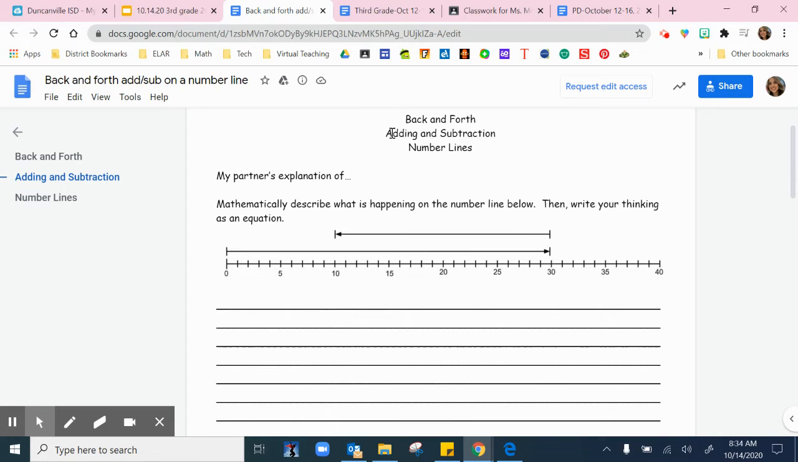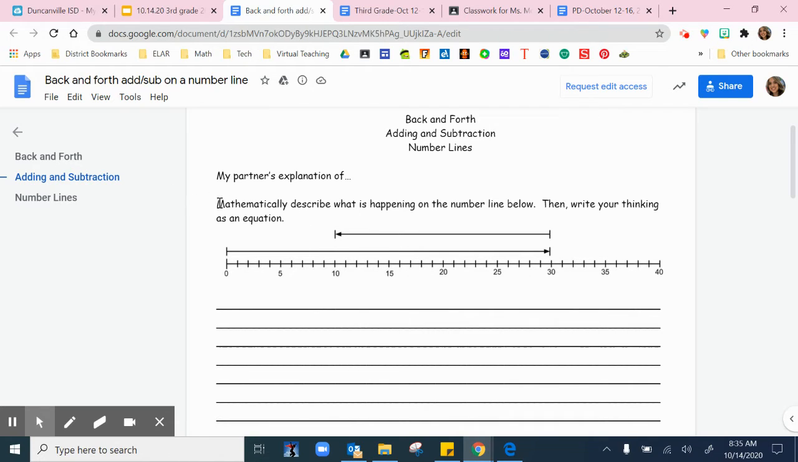Okay, so when it comes to adding and subtraction on number lines, what you really need to understand is what's happening on this number line. And usually you're going to be given a word problem, and then you're going to have to match the number line that matches a word problem, or you're going to have to tell what's happening like we do here.